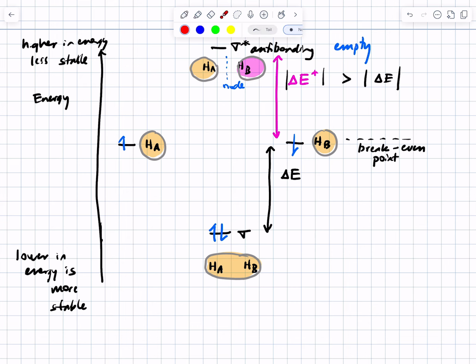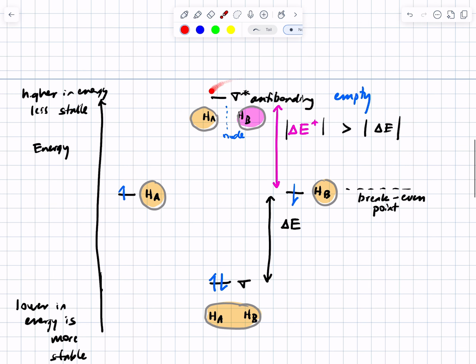Okay? So if I were to measure how stable this orbital is, it's lower in energy than this break-even point, so it's more stable. Similarly, the anti-bonding orbital is less stable than the break-even point. Now, we're dealing with energy differences here, so I'm going to try to say it as clearly as I can. The anti-bonding orbital is more destabilized than the bonding orbital is stabilized.